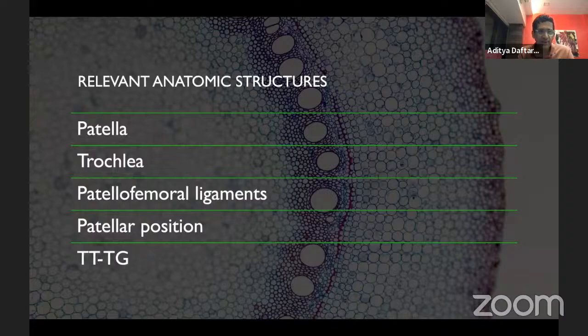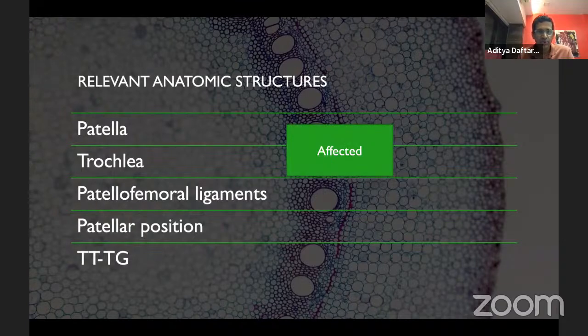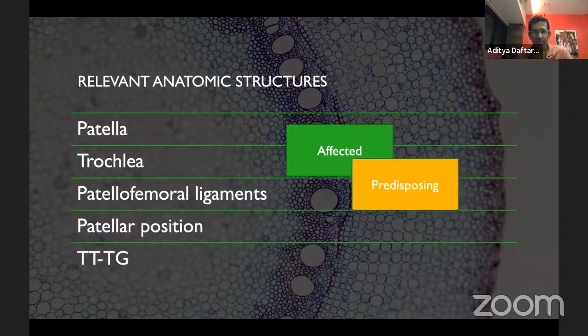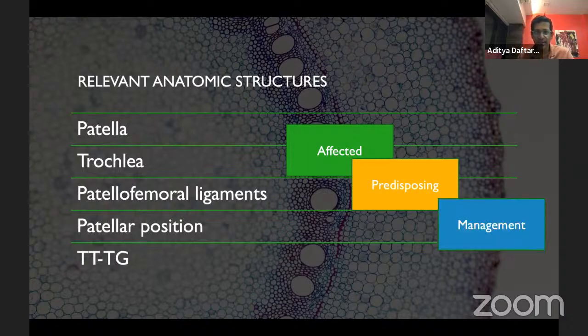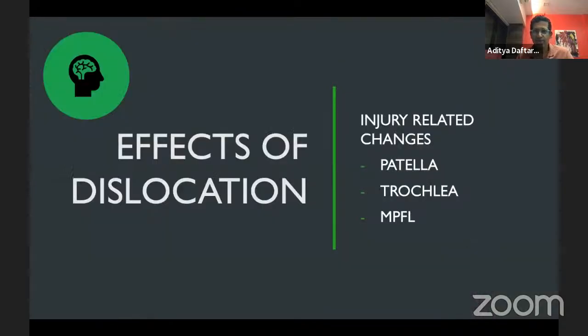So the relevant anatomic structures with patellofemoral dislocation are no stranger to any of you. It's the patella, the trochlea, the patellofemoral ligaments, the patellar position, and the TT-TG distance. So the patella and the trochlea are the parts that generally get affected. The trochlea and maybe the patellofemoral ligaments to some extent, the laxity, could be predisposing causes, and then there could be management. So some of these are affected, some of these are predisposing causes, and some of these are important in management.